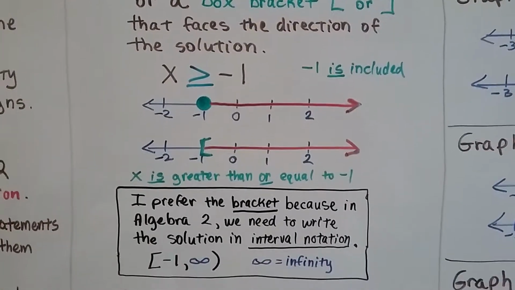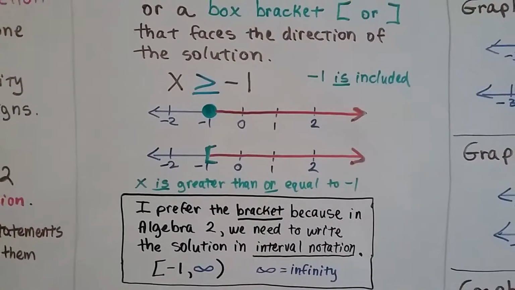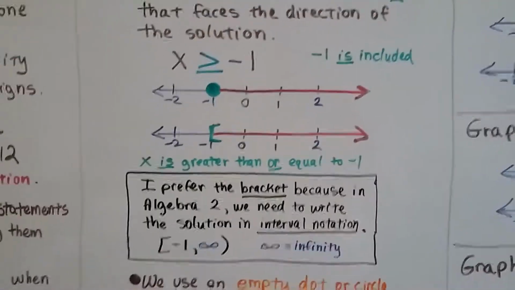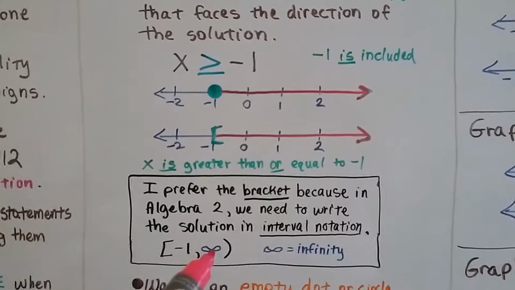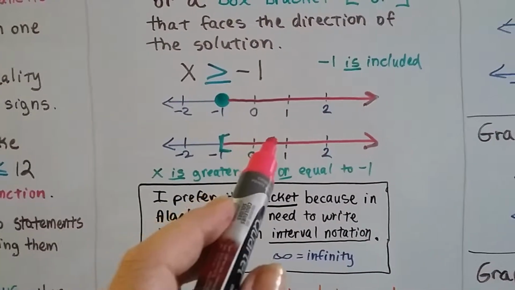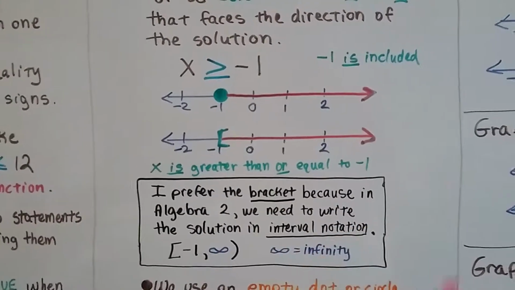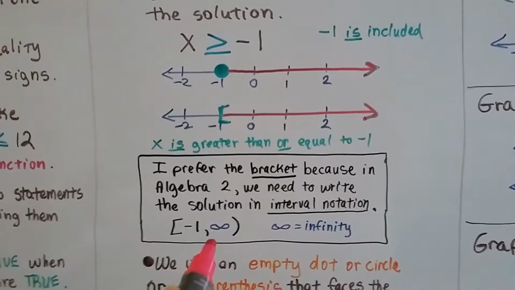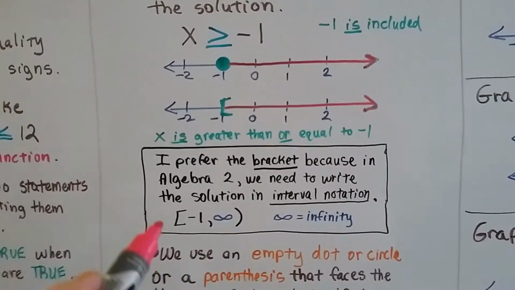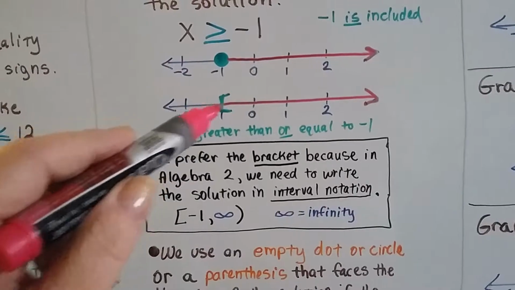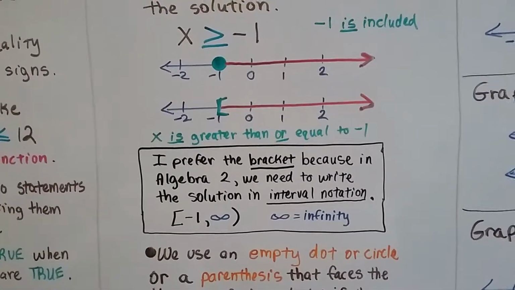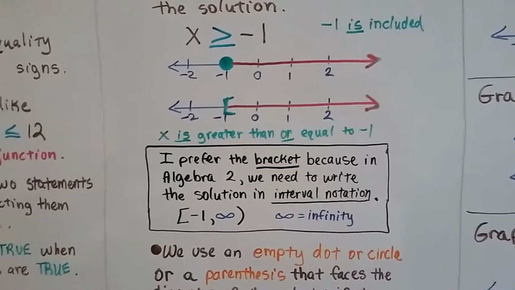Now, I prefer the bracket, because in Algebra 2, you're going to use that bracket. We need to write the solution in interval notation, and it would look like this. And you would use this line going on forever and ever because it just says x is greater than negative 1, so it could be 9 million, couldn't it? So it goes on forever, so we use the infinity symbol. It's the sideways 8, and we'd put a parenthesis there. And see how the bracket is right in the interval notation? So if you're using it to graph, you just put it down there when you write it as the solution in interval notation. It's much easier.